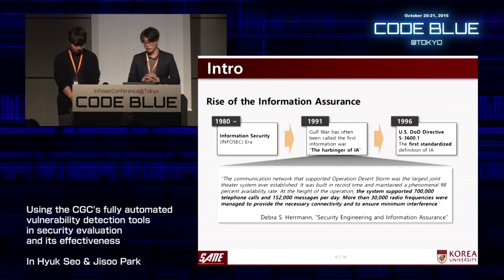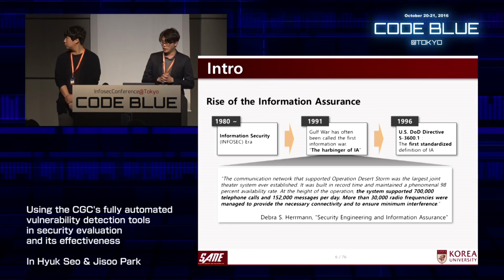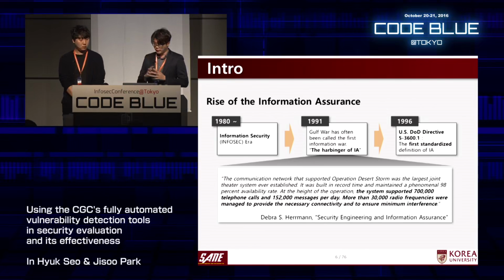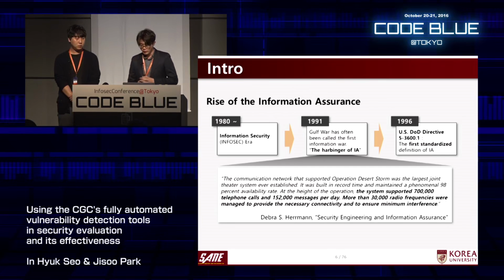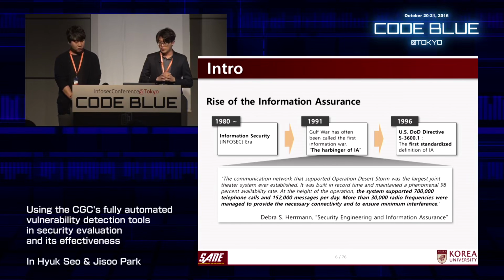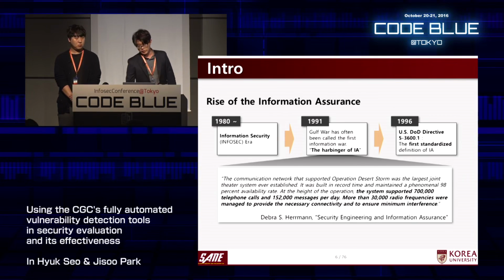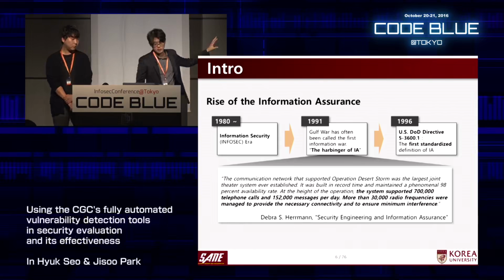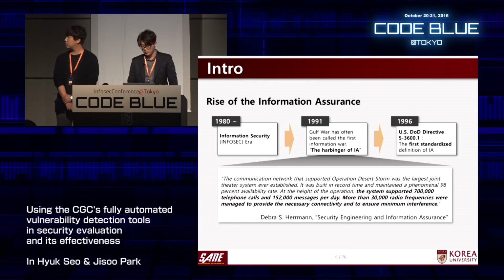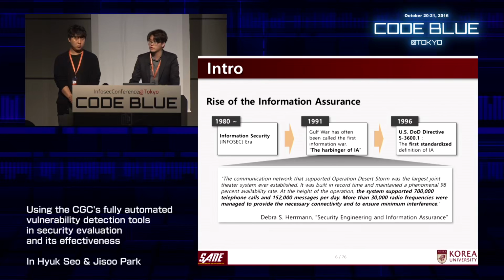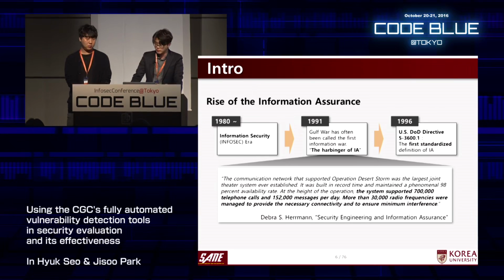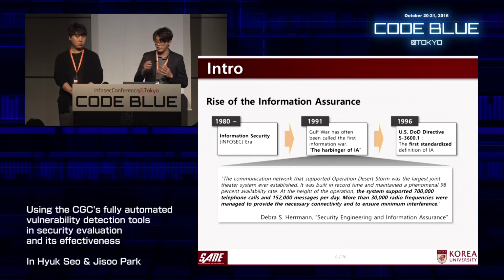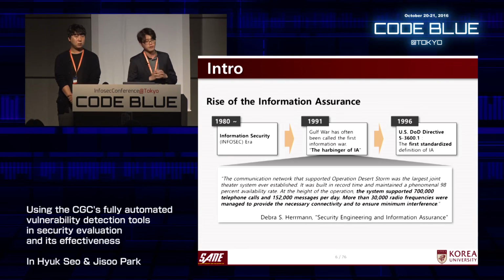I want to talk about the background, the rise of information assurance. In 1980, it was the InfoSec era. InfoSec means information security. The first concept of information assurance appeared in 1991 with the Gulf War. The Gulf War has often been called the first information war. In the book Security Engineering and Information Assurance, written by Deborah Hellman, some reports are quoted. You can see the box below. At the height of the operation, the system supported 700,000 telephone calls and 152,000 messages per day. More than 30,000 radio frequencies were managed to provide the necessary connectivity and to ensure minimum interference. It includes some information assurance concepts, and that's why the Gulf War is often called the harbinger of information assurance.